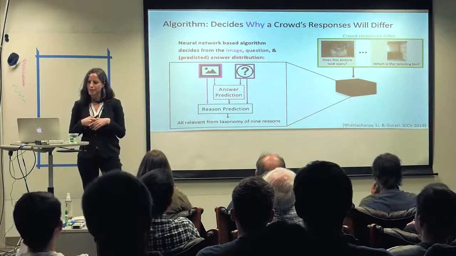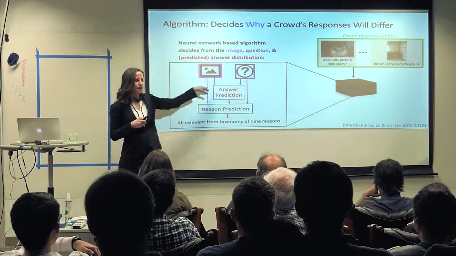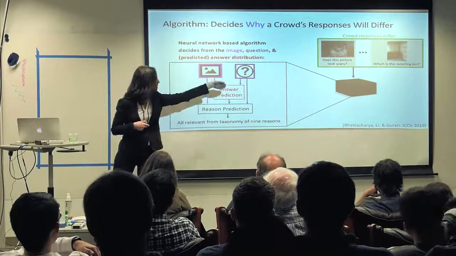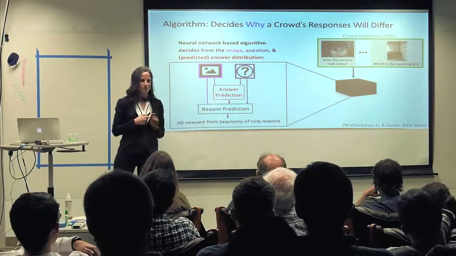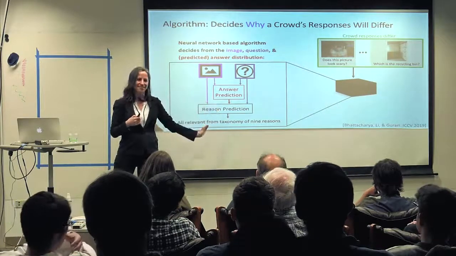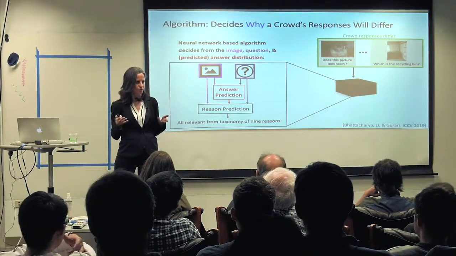We designed a neural network-based algorithm that takes in the image and the question, passes that through an answer prediction module, then has that image, the question, and the predicted answer distribution go to another module, which then flags the reasons for why crowd responses would differ.